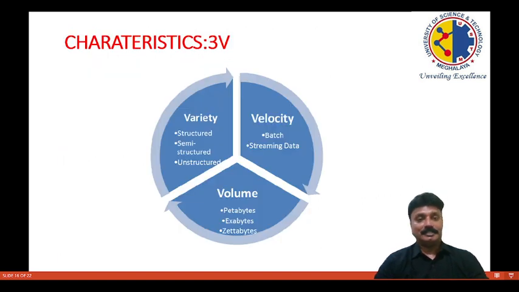The characteristics, so 3V: the variety, velocity, volume. The variety of data is in the form of structured, semi-structured, unstructured. This particular diagram we can see. The velocity, that is batch and streaming of data. The volume, the size of data, that is petabytes, exabytes and zettabytes. That is the characteristics of this 3V in big data analytics.